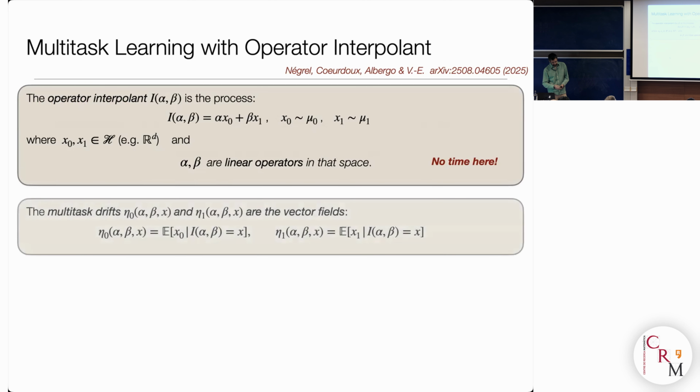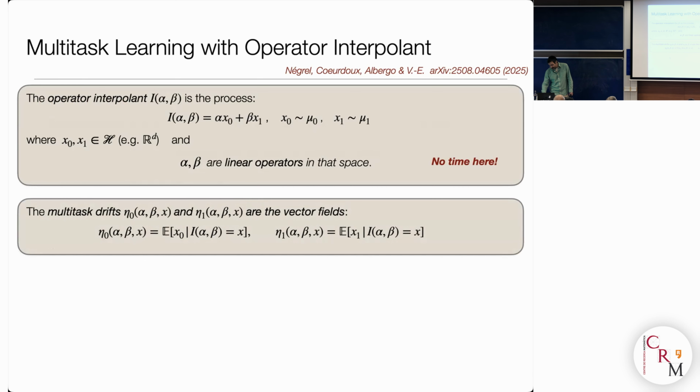Now, associated with this, you can introduce conditional expectations of the same type as before. Namely, using the linearity here, you can introduce what we call the multitask drift, for a reason that will appear in a minute, where you compute the conditional expectation of x0 or x1, where the conditioning is now put on this interpolant at a fixed value of alpha, beta to be equal to x. So these become now functions of alpha, beta, and x instead of t and x.